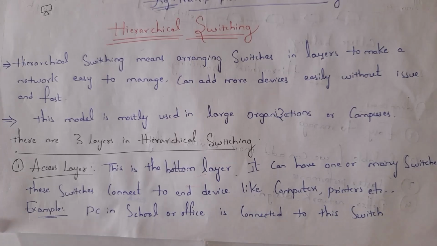There are three layers in hierarchical switching. The first one is the access layer. The access layer is the bottom layer, and it can have one or more switches. These switches are connected to end devices like computers, printers, etc. For example, in your college lab, all computers are connected to one switch. We call that switch an access layer switch.